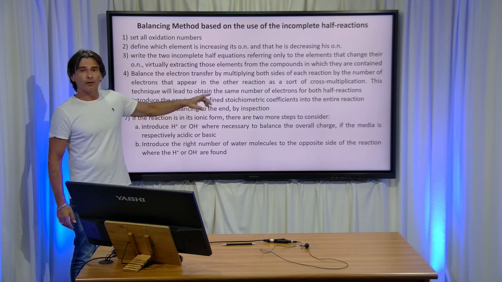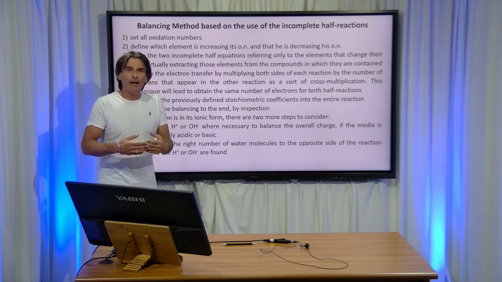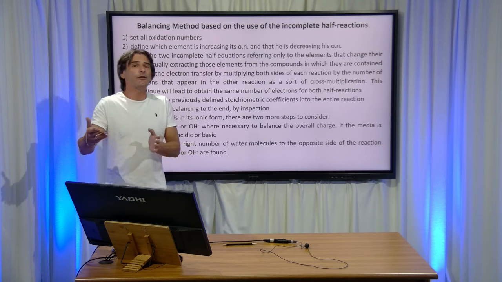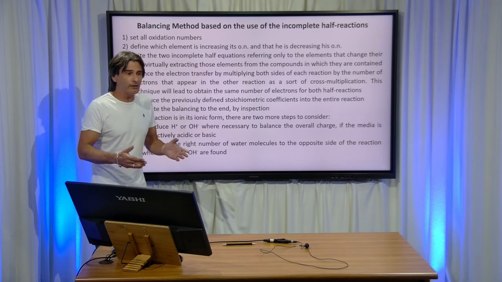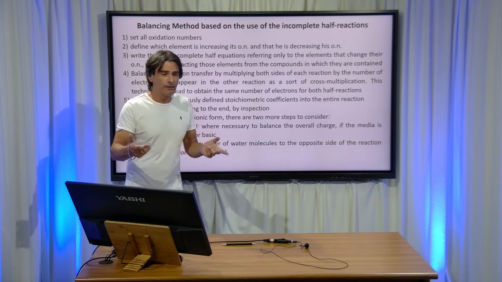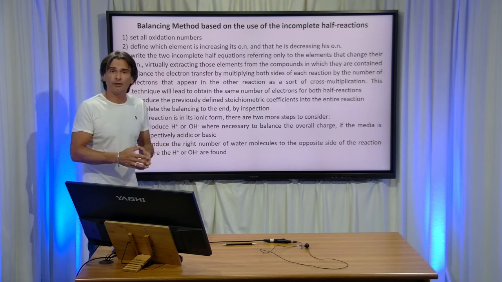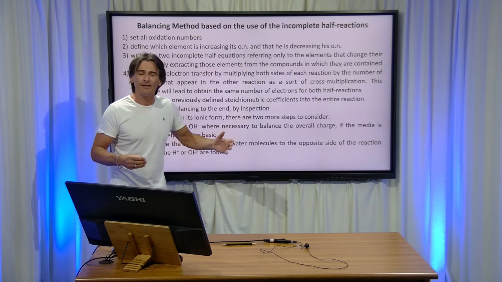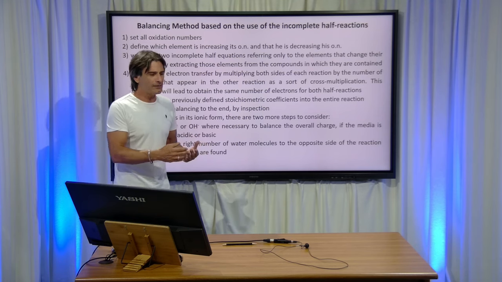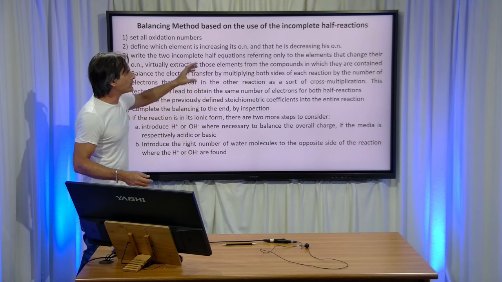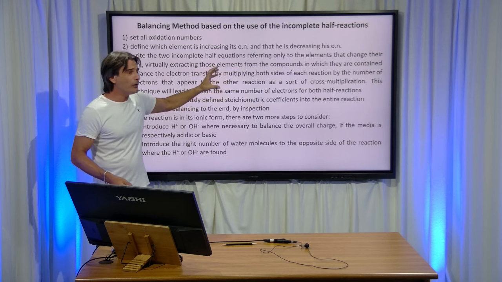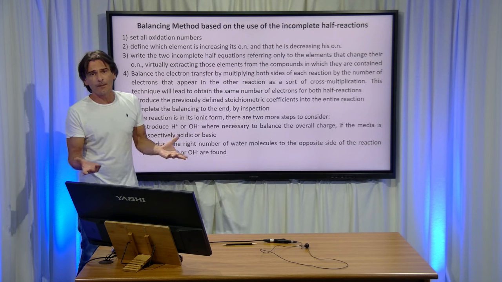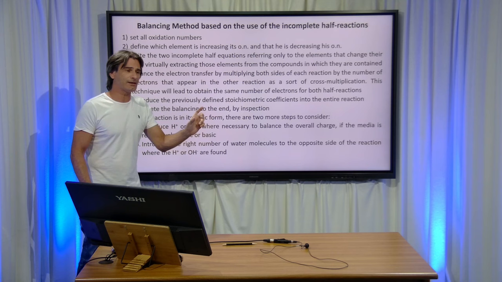With the complete half reactions, you can balance without problems only reactions in their ionic form. In many cases, when you don't have ions in your reaction, you have to put in the half reactions charges that are not really involved in the reaction, and I don't like this. I prefer to write the half reactions only regarding the elements that are changing the oxidation number, without reporting all the compounds containing those elements.